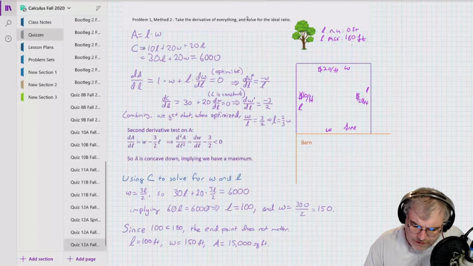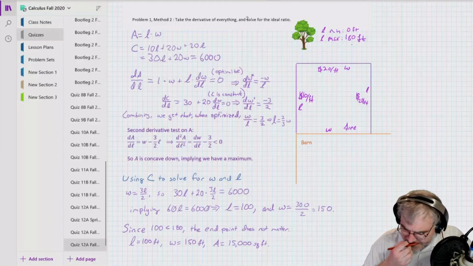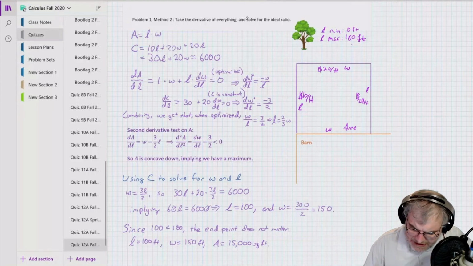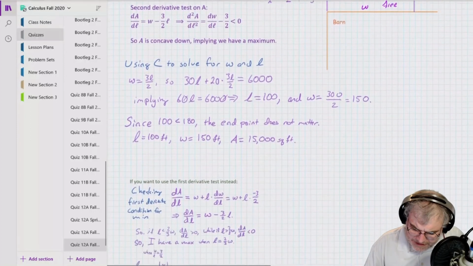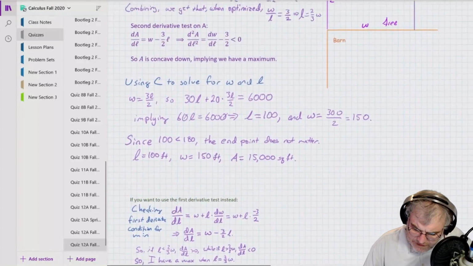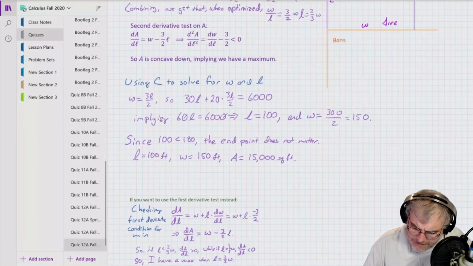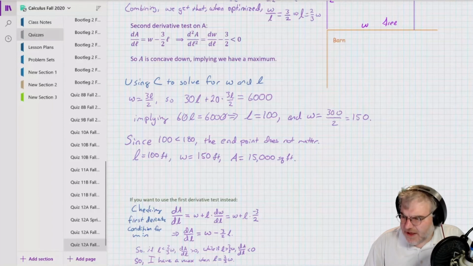Okay. So here I did the same thing, which is why I did the optimized, and I wind up with the two ratios are negative W over L equals negative 3 over 2. So I wind up with L equals 2/3 W. All right. And then what I did, and I did the first derivative test as well. I had my endpoints here, implying that L equaled that and W equaled that. So I did the same kind of combined thing.